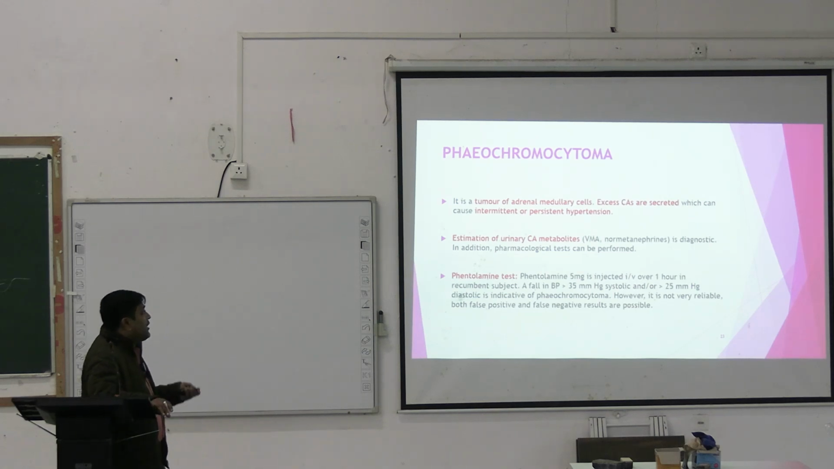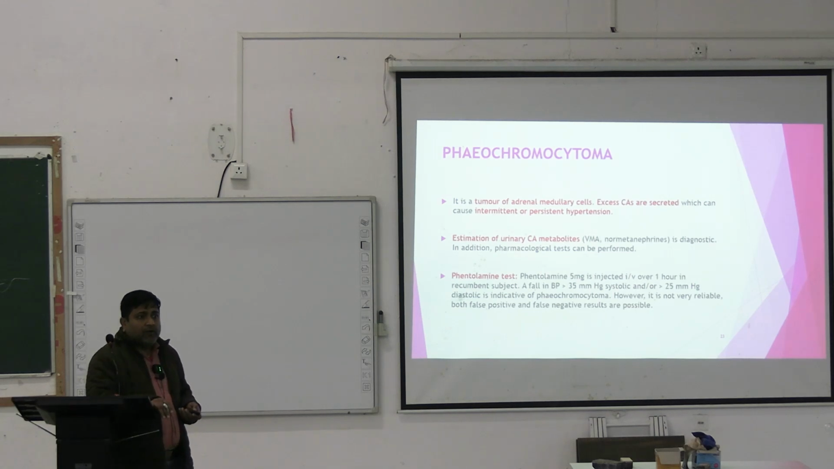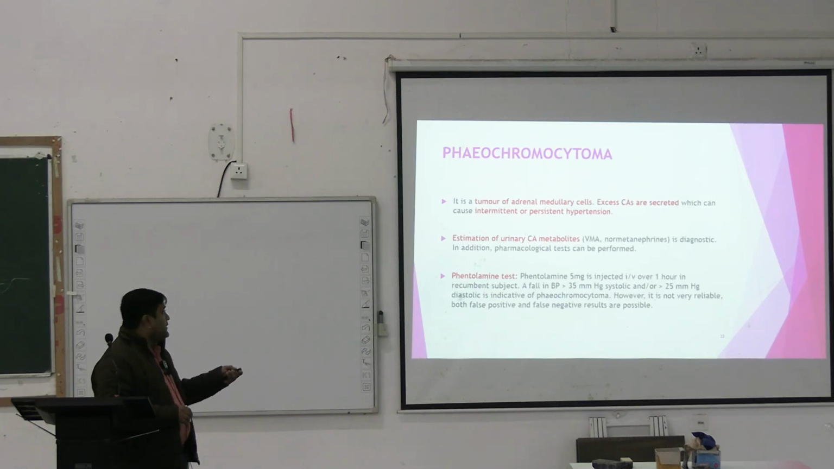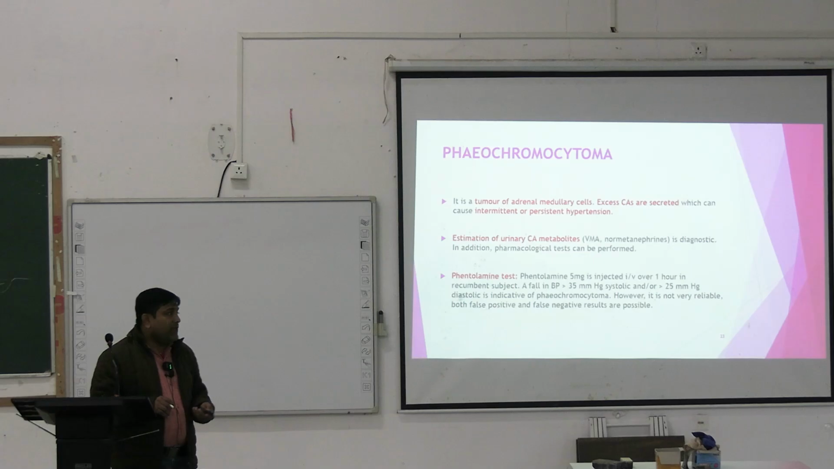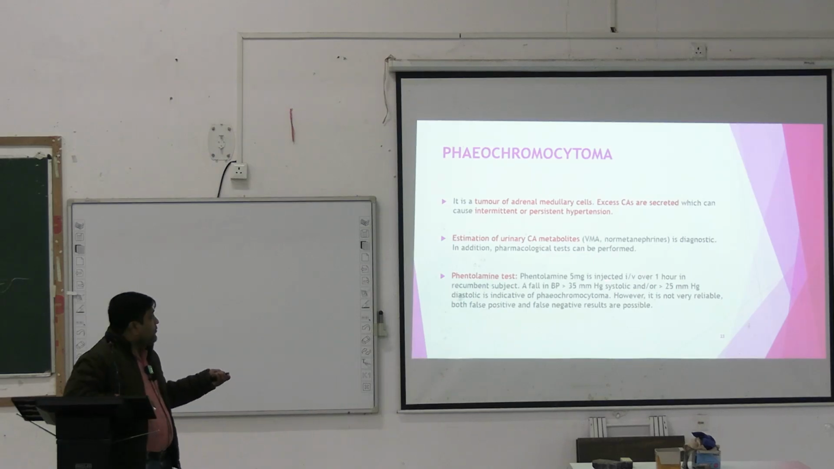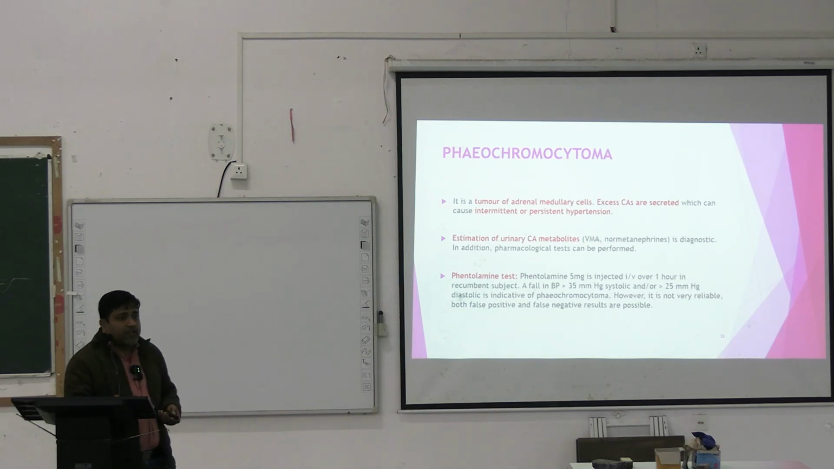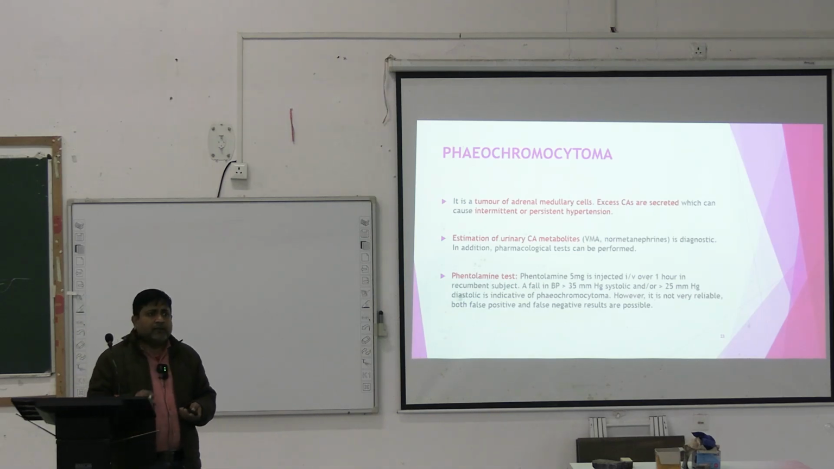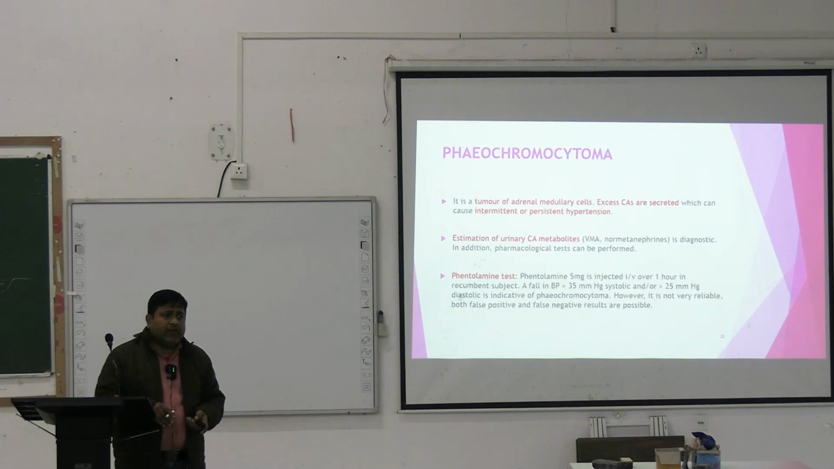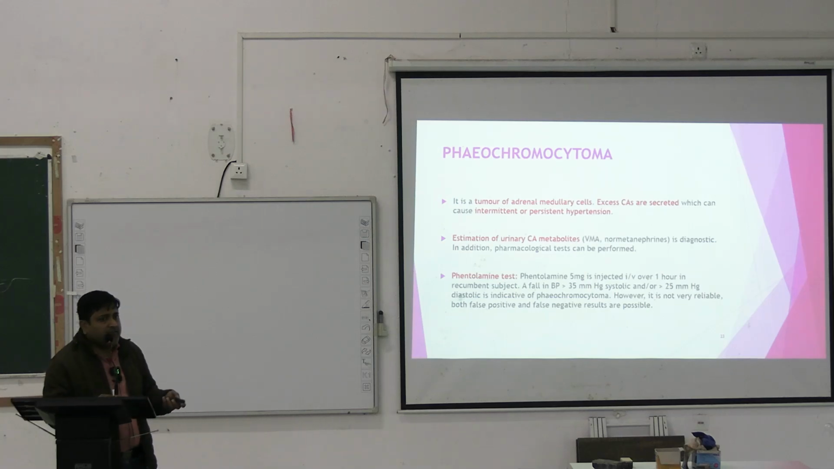In addition, the phentolamine test can be done. Phentolamine is an alpha-1 blocker. 5 mg is injected intravenously over 1 hour. A fall in blood pressure of more than 35 systolic and/or more than 25 diastolic is diagnostic or indicative of pheochromocytoma, but the drug test is less reliable. Many false positive and false negative results can be seen.